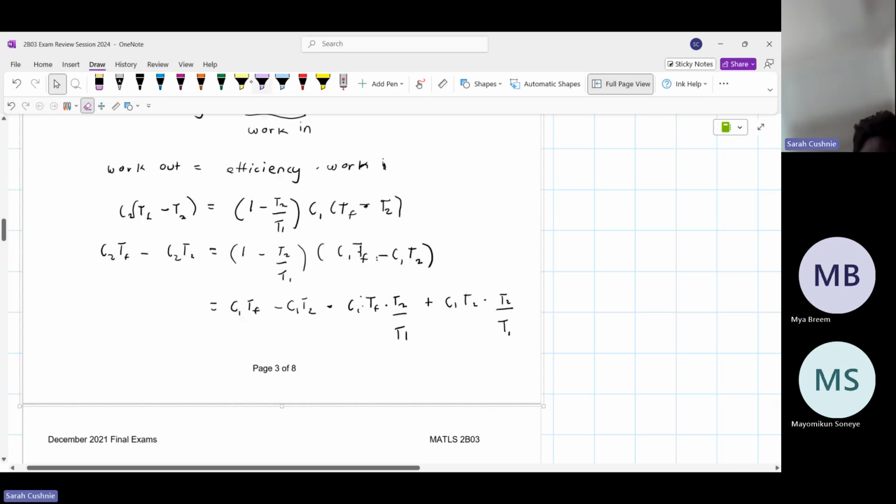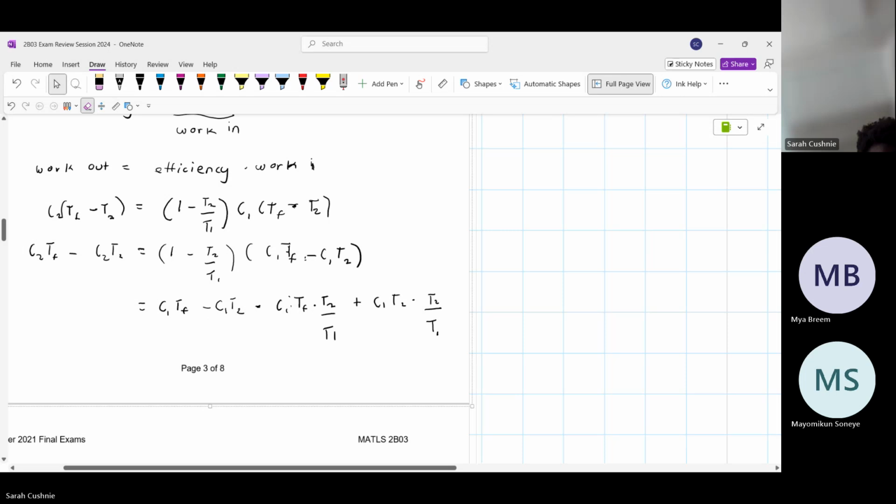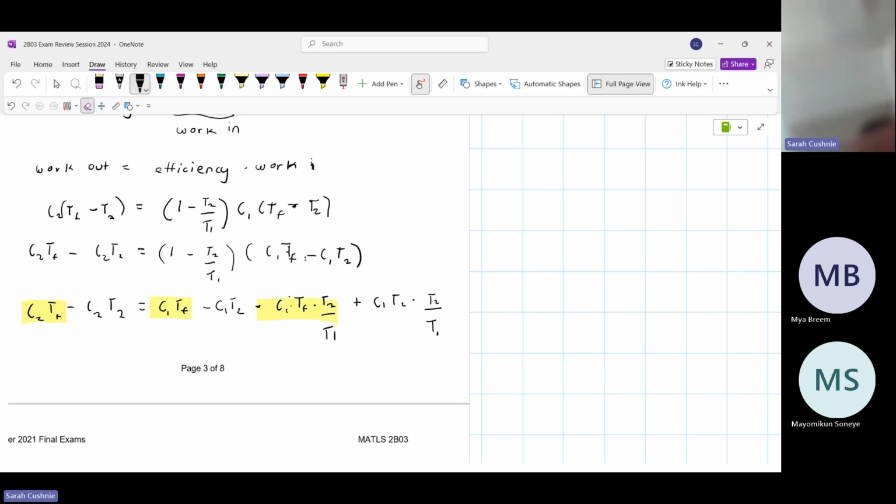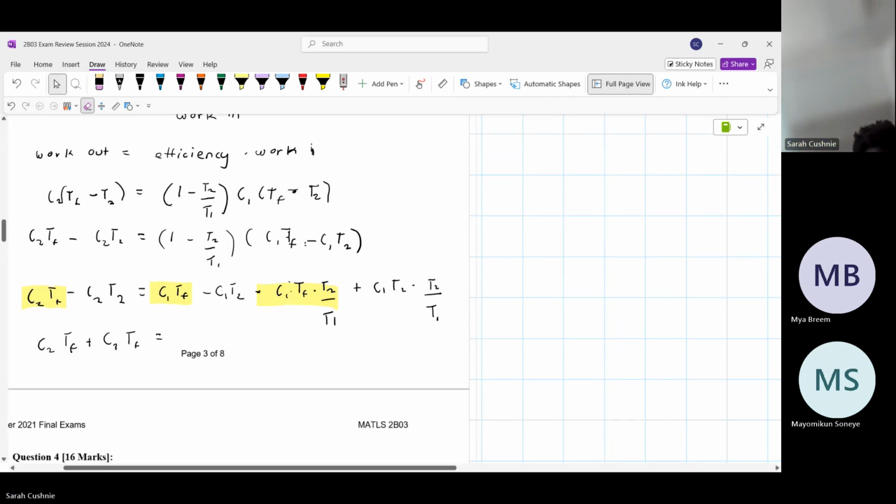So which terms have the C TF? Let me just also write this here. The C TF terms are this and this, so I'm going to collect them over on this side. So C2 TF minus C2, plus C1 TF is equal to, there's also this, whose sign is positive.